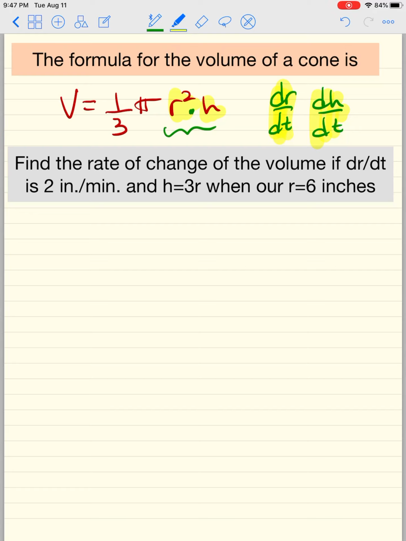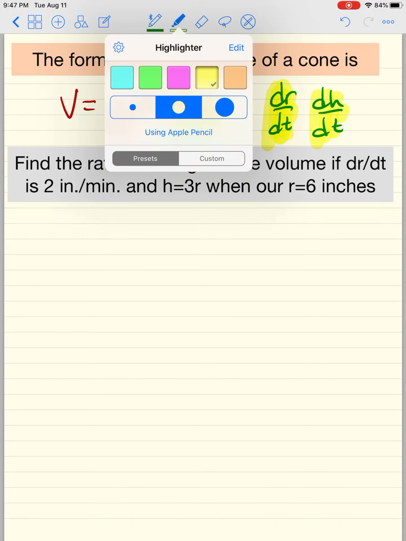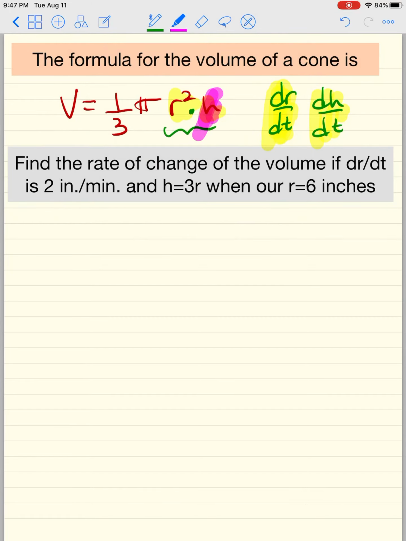So basically you have to read the problem and see what piece of information they give you. If they give you dr/dt, that means you must get rid of this h here. Now, if they give you h or dh/dt, then you have to get rid of r. Okay, so let's finish reading and see what we have here. Find the rate of change of the volume if dr/dt is 2 inches per minute and h equals 3r when r is 6 inches.